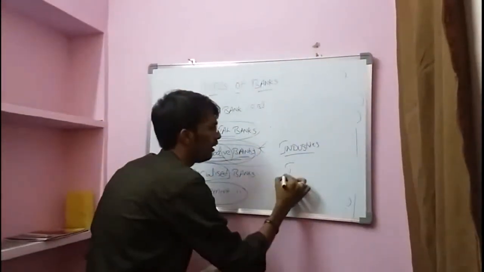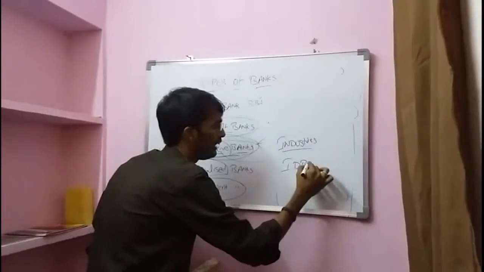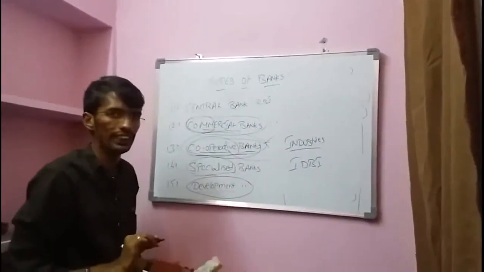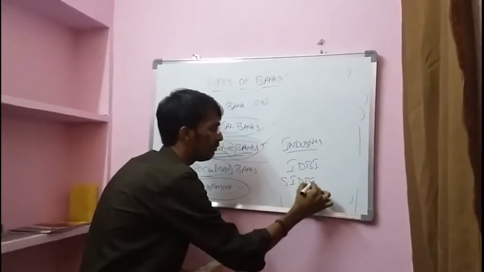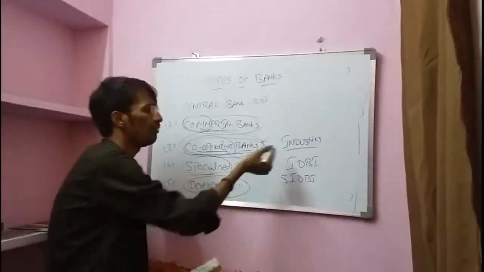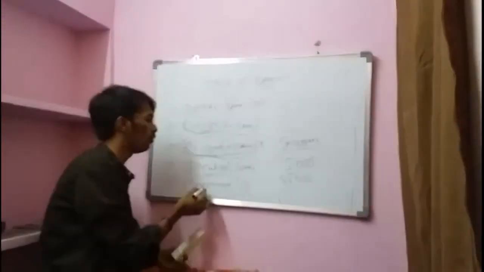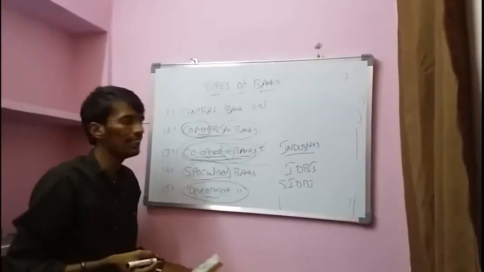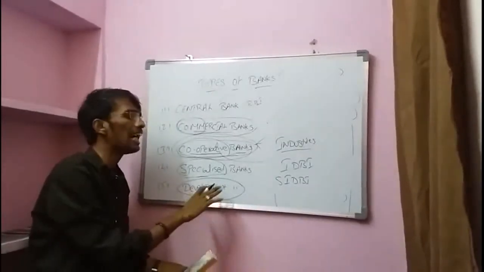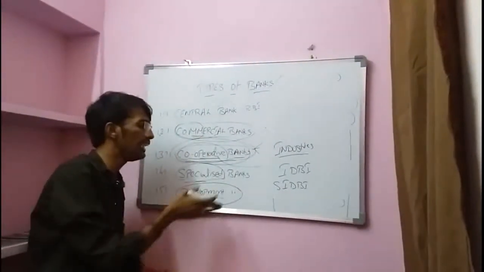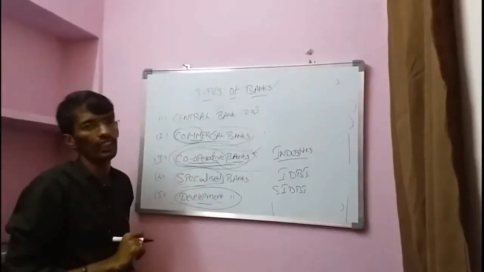Let me take an example. We have IDBI, Industrial Development Bank of India. SIDBI also we can take, Small Industries Development Bank of India. Many examples we can take, but development banks provide other things also; apart from that, their main focus is the development of industries.